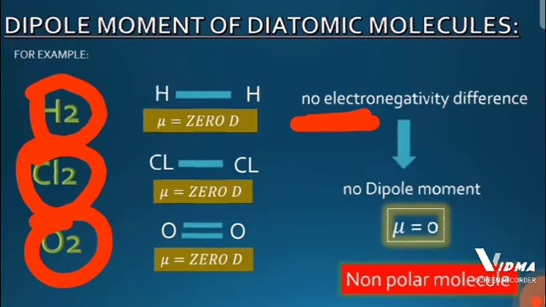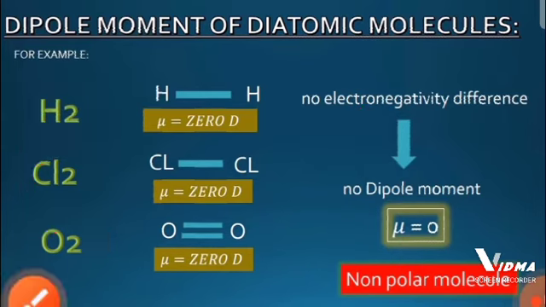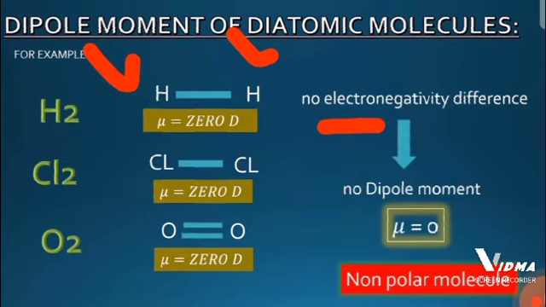What is electronegativity? It is the tendency to attract the shared pair of electrons towards itself. As that tendency is the same in both these atoms, there is no electronegativity difference. So the electronegativity difference is 0, that's why the dipole moment is also 0, and that's why these are all considered non-polar molecules.